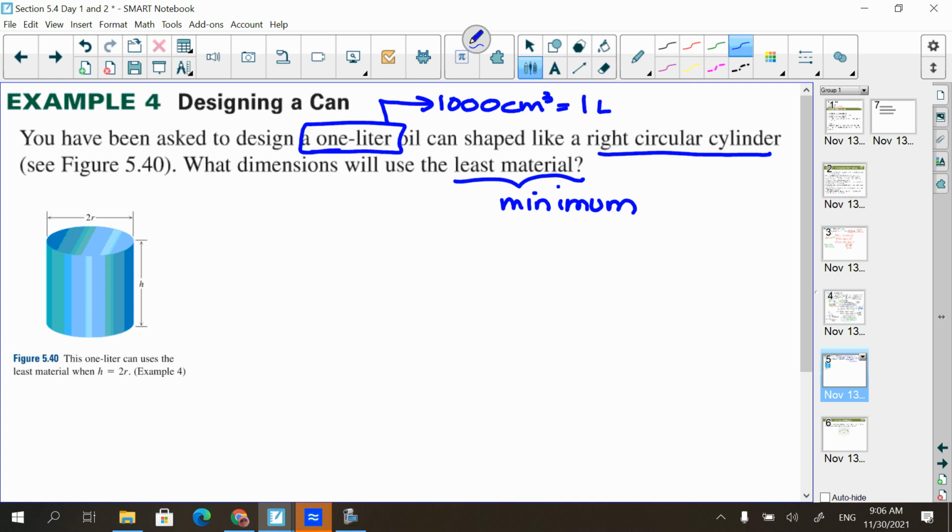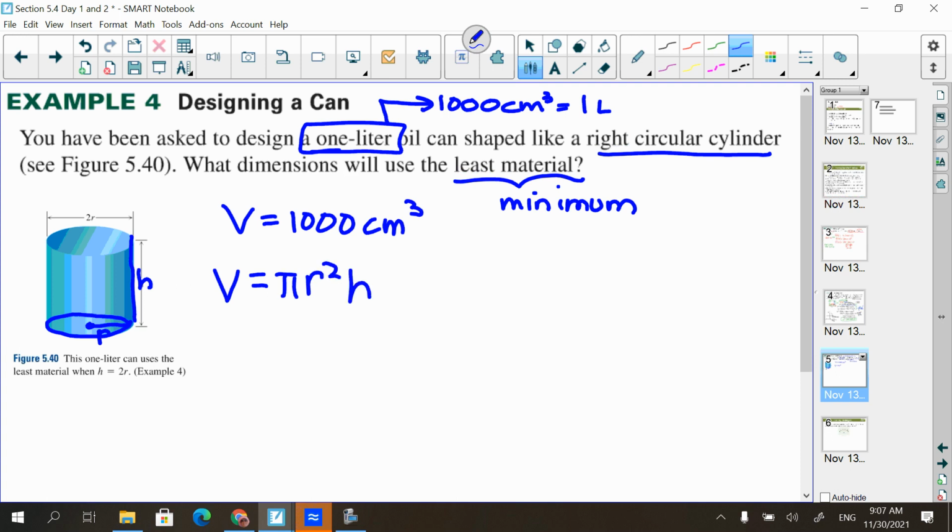Now, they've mentioned a couple of things here. They've mentioned this 1,000 cubic centimeters. That is a volume that is mentioned. And do you remember the formula for the volume of a right circular cylinder? Anybody remember that? It has a base that is a circle that has a radius, right? And it has a height, which is h. It's the area of the base times the height. So the area of the base is pi r squared times the height.